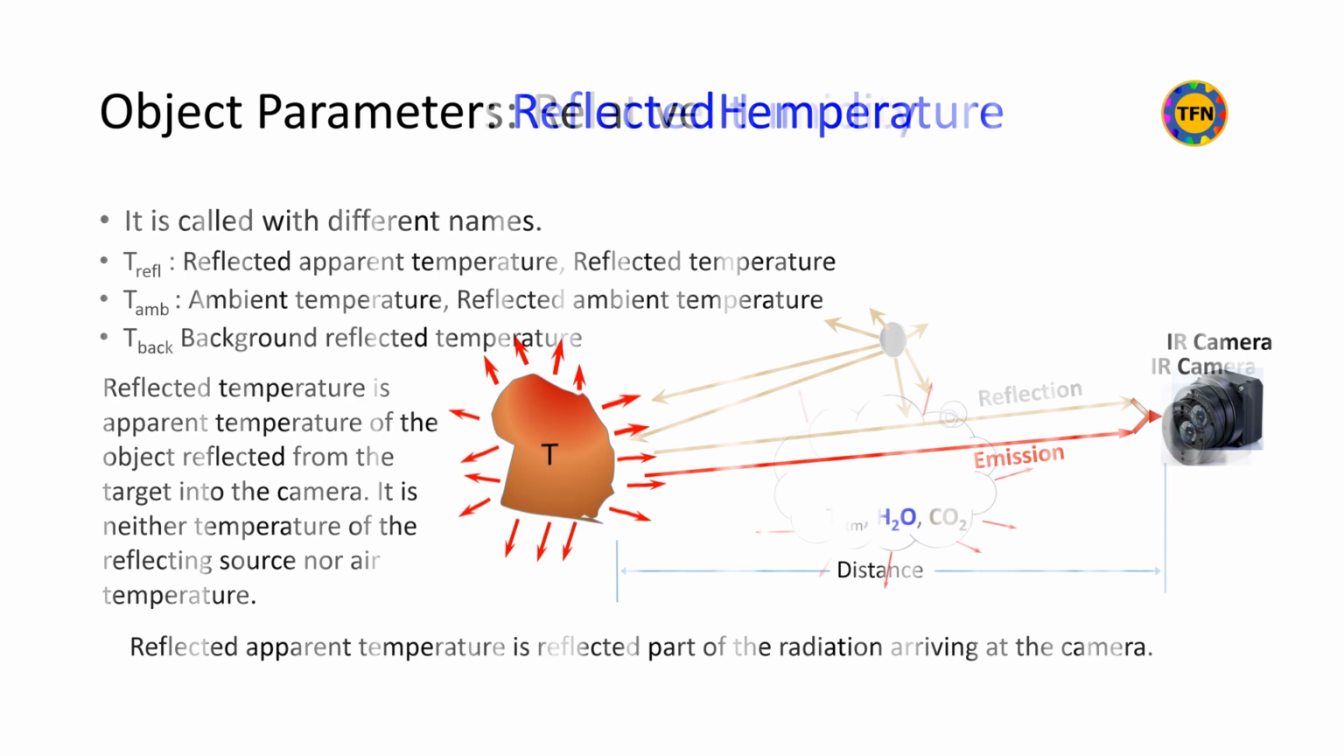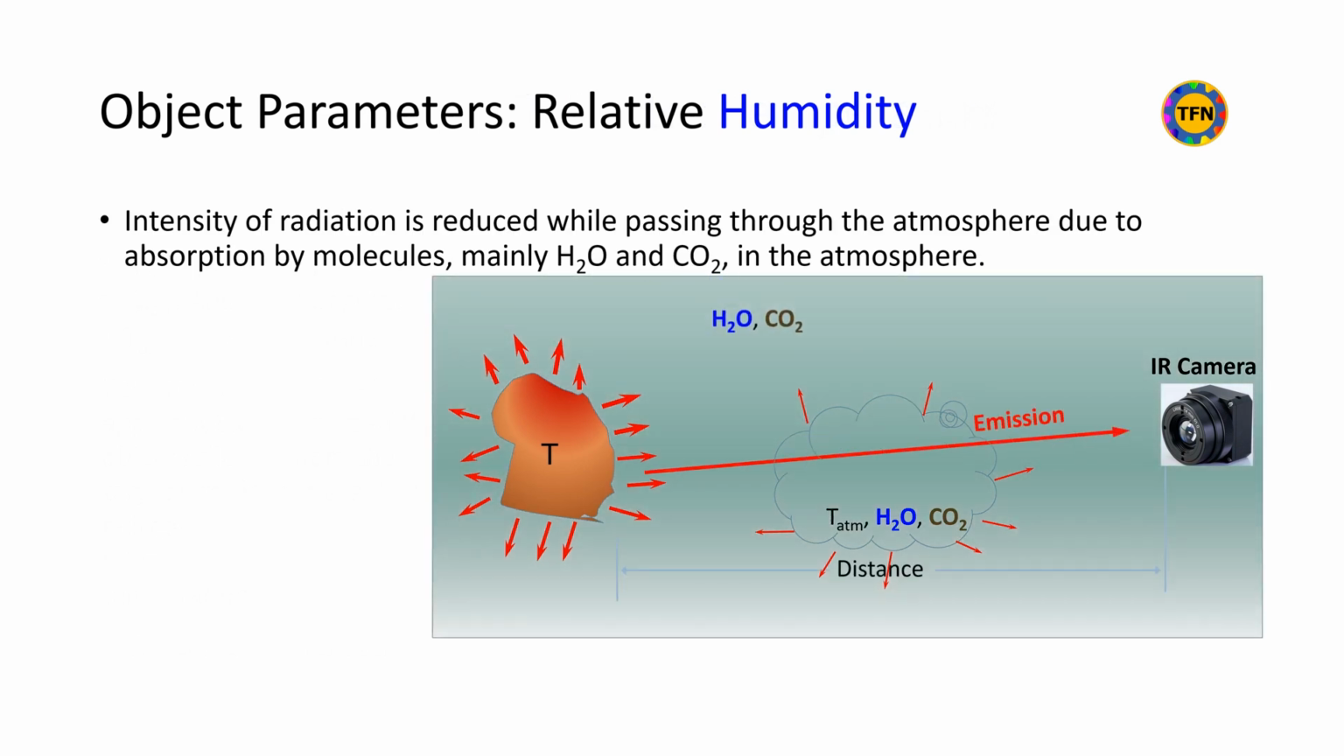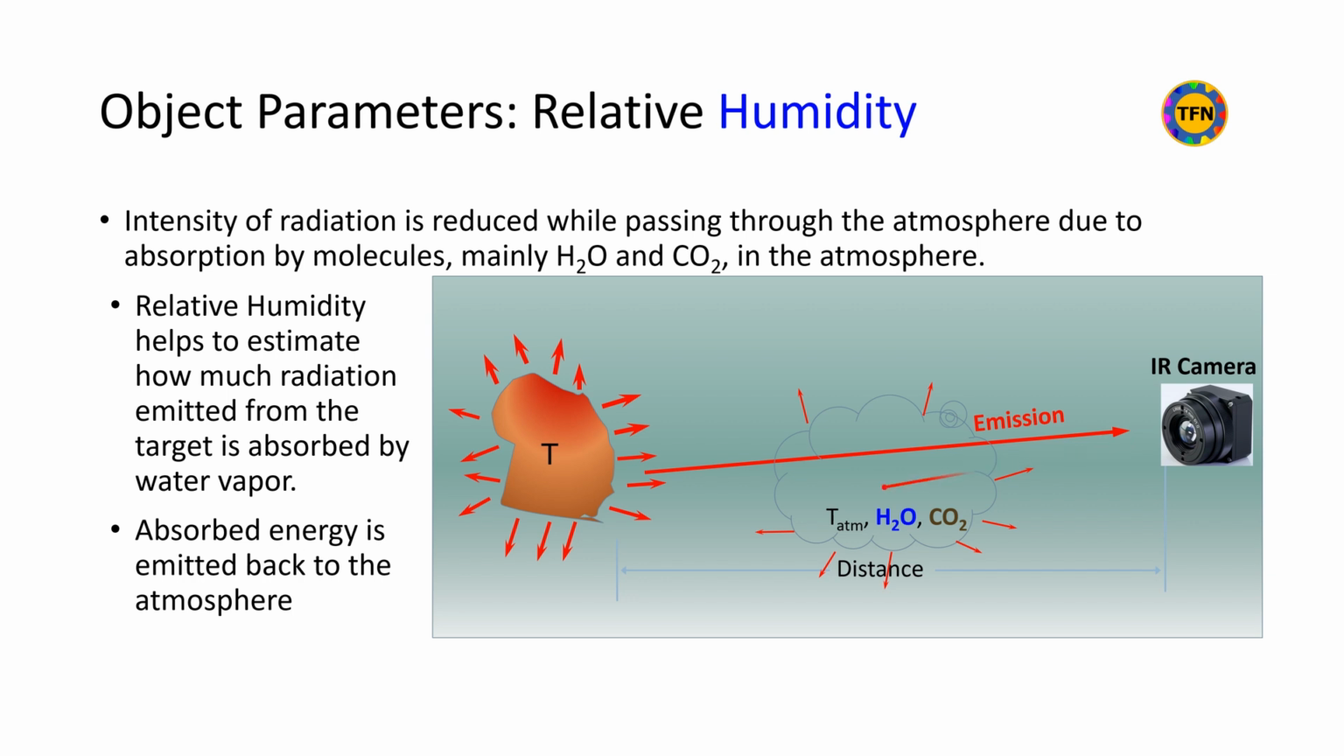Water vapor is one of the main components in the atmosphere responsible for absorbing infrared radiation to reduce its intensity. Relative humidity provides the information on amount of water molecule present in the atmosphere, which can be used to eliminate effect of reduced radiation due to absorption by water vapor.